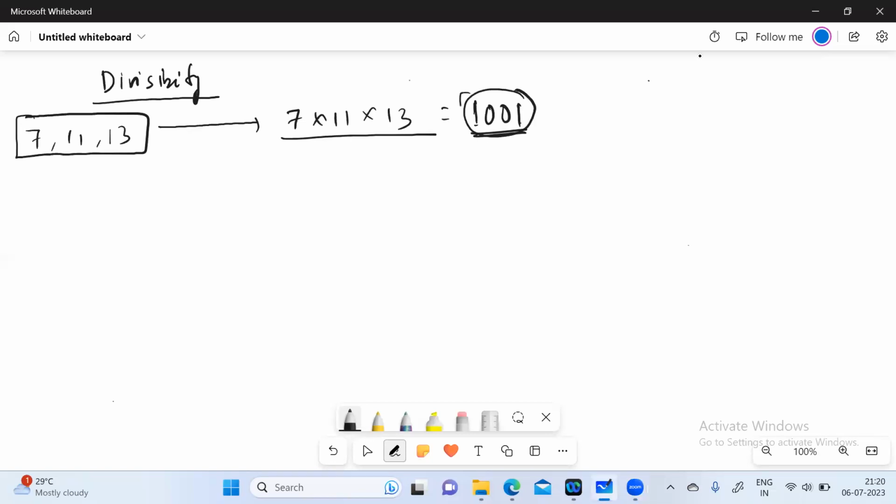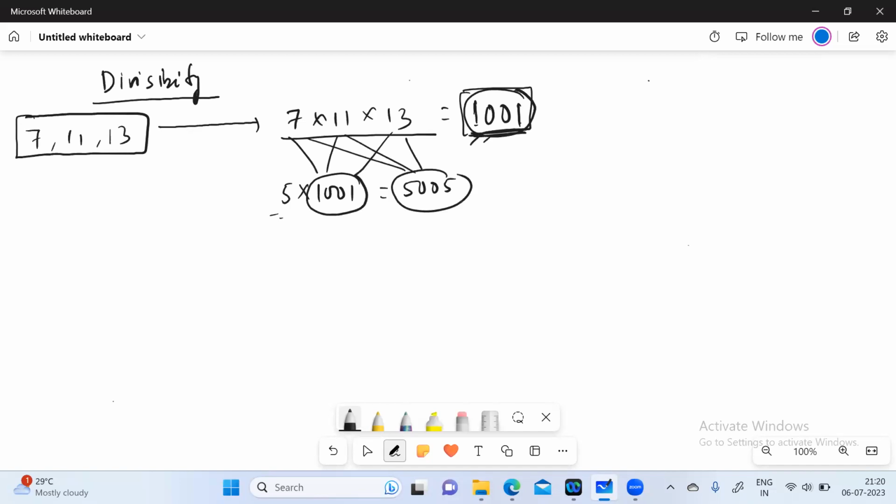So we get 1001 here, and this is very close to 1000, and calculations related to this number will be quite easy. Like if you multiply 1001 with a single digit number like 5, we'll get 5005. Since 1001 gets divided by 7, 11 and 13, this will also get divided by 7, 11 and 13. Similarly, if 8 gets multiplied by 1001, I'll get 8008, and this number gets divided by 7, 11 and 13.